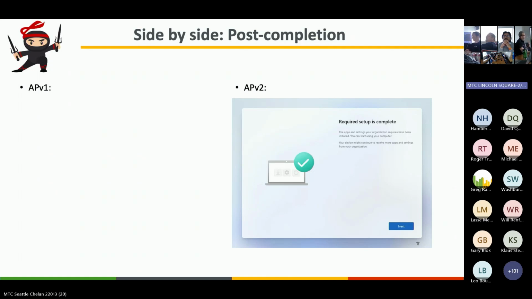All right. So in Autopilot V1, we would be already logging into the computer. In Autopilot V2, the process is done. The autopilot process is done, but it won't continue until you click next. So what do you think happens when you click next? See.